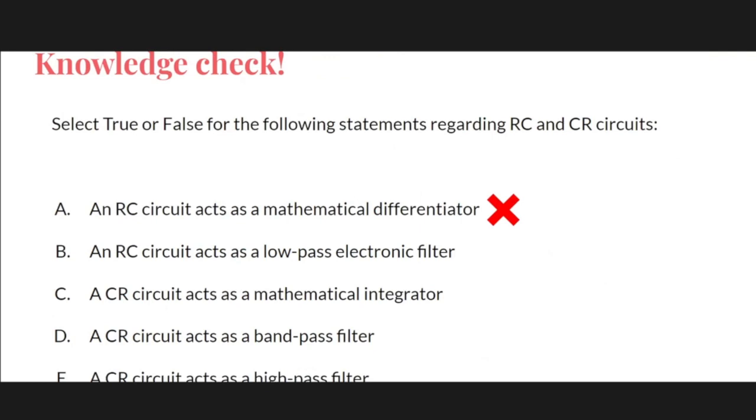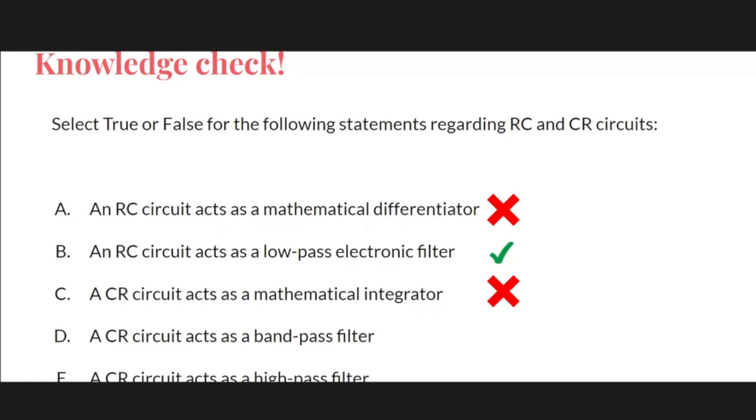Anyone remember if it's low-pass or high-pass? I think it was high pass. No, sorry. I was about to say you were correct as well. That's why I know these things. So sorry, yeah, the RC is the low pass and the CR is the high pass. So this one is also incorrect because it's the other way around. So the RC is the integrator and the CR is the differentiator.